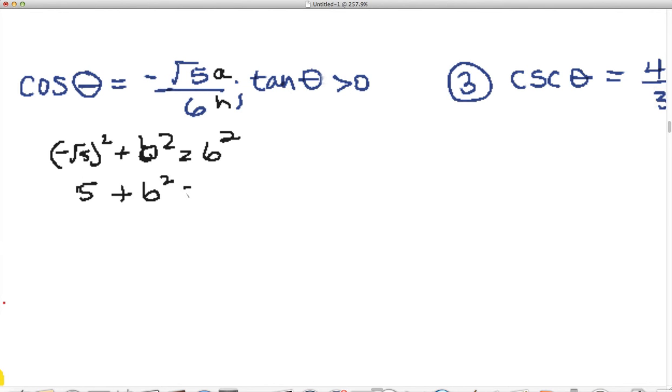So we have b squared equals 36. Subtract, you get b squared equals 31. So b equals plus or minus root 31.